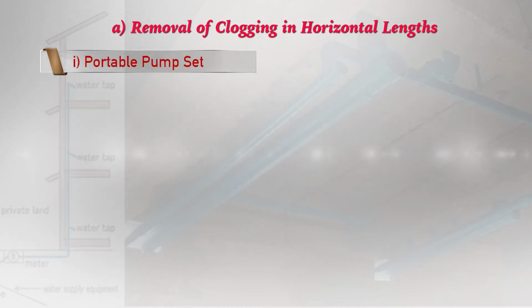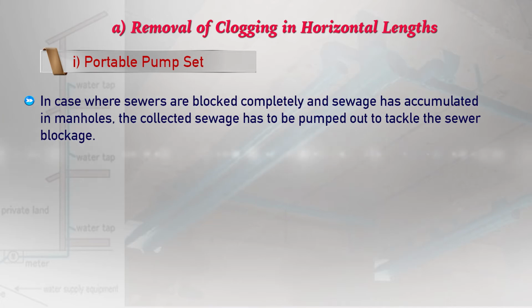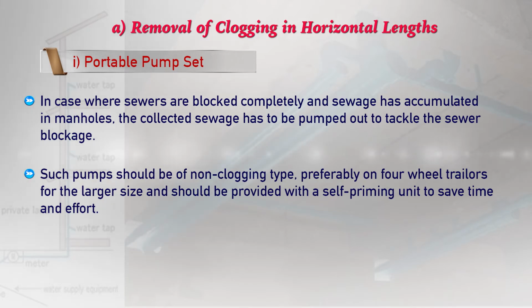We can use for this purpose a portable pump set. In cases where sewers are blocked completely and sewage has accumulated in manholes, the collected sewage has to be pumped out to tackle the sewer blockage. Such pumps should be of non-clogging type, preferably on 4-wheel trailers for the larger size, and should be provided with a self-priming unit to save time and effort.